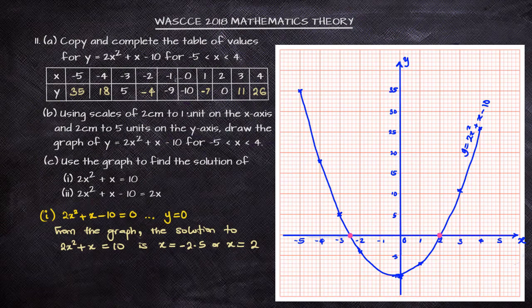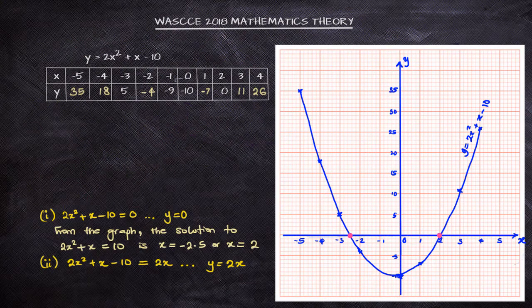And now for the last question, number C2. Question number C2, as I was noting initially, 2x squared plus x minus 10 equals 2x, amounting to y equals 2x. And then, okay, maybe we can draw our table to show the values of y for each value of x. Since we have another function here, we can draw our table. So now let me bring in the table for y equals 2x.